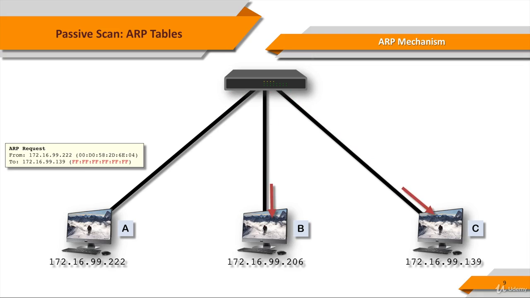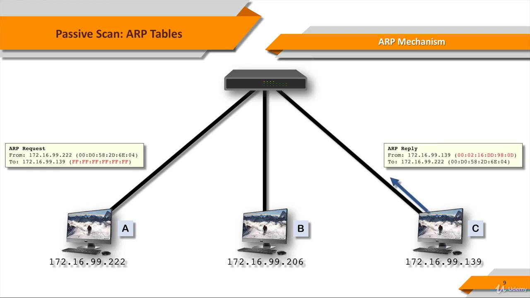Does everybody respond? Well, what happens is that B hears that A is looking for the MAC address of computer C. B knows that it's not computer C and therefore does not respond to the broadcast. The broadcast, the ARP request, goes out to every system, but the only system that will reply is computer C with an ARP reply.